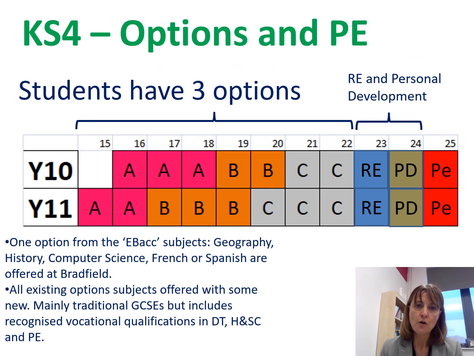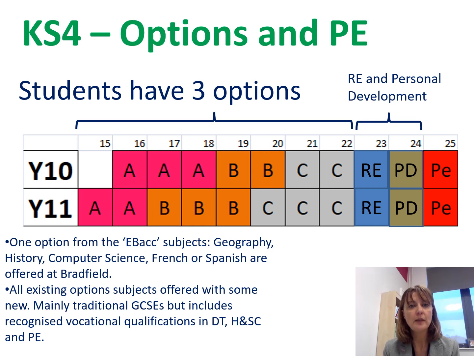As well as the core, the students then get to choose 3 options. Now, one of those options is a slightly guided option, and that is aimed at ensuring that all students have that kind of broad base of an academic curriculum. So for one of their option subjects, they can choose between that suite of subjects that comprise the EBacc that we were talking about earlier.